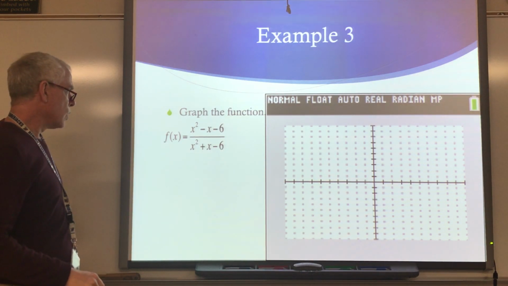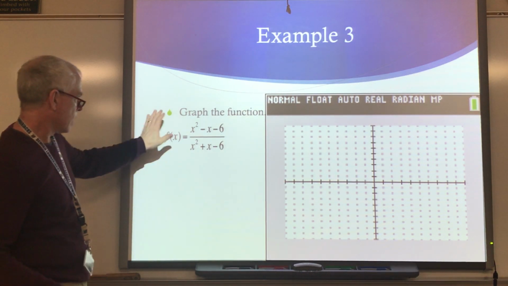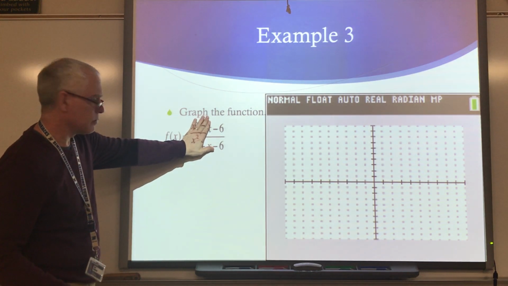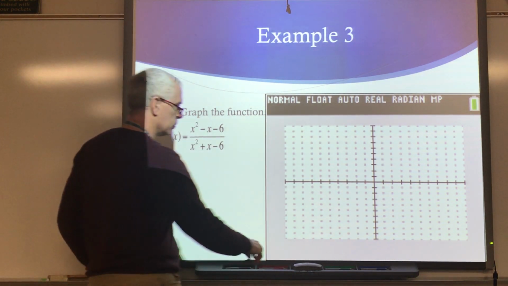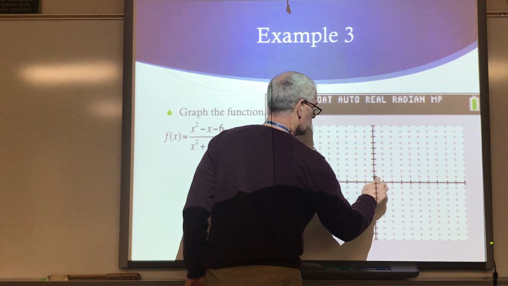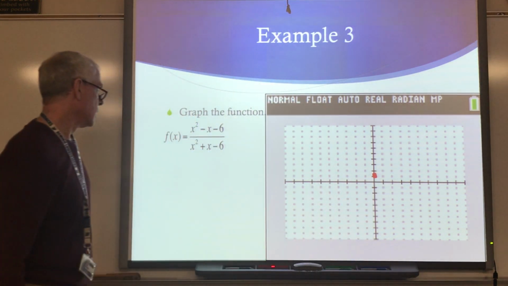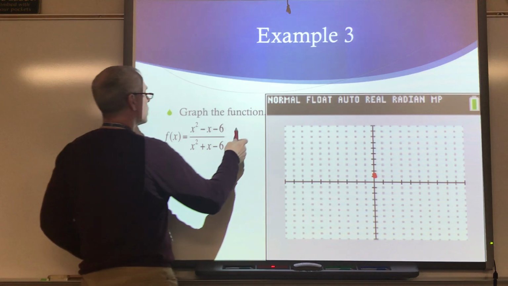So the first thing we're going to do is we're going to put in a 0. Okay, so that gets rid of all the x's. Negative 6 divided by negative 6 is just 1. So that's going to be my y-intercept. Okay? And then what about the top here?